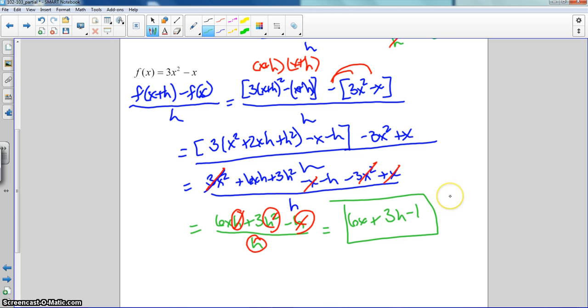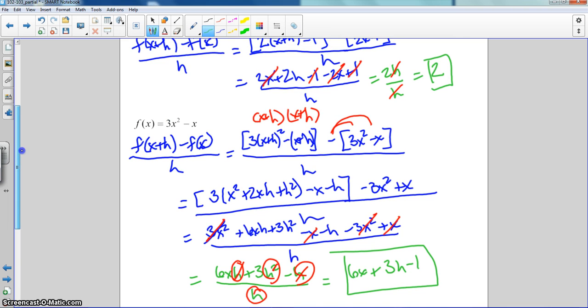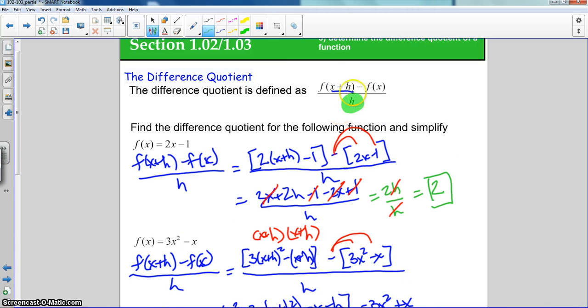Okay, so yes, this one ended up being a little bit more algebra than our previous example, but you should still be able to get this h to cancel every single time in the difference quotient, and that's it.